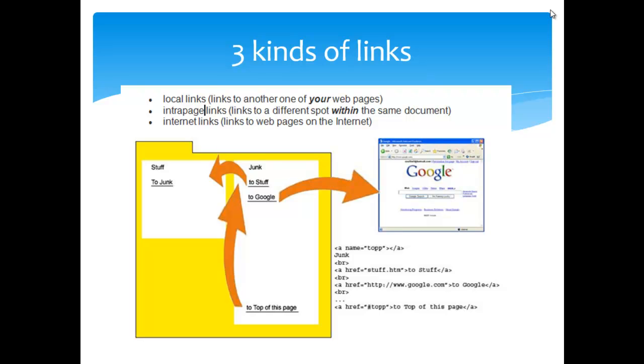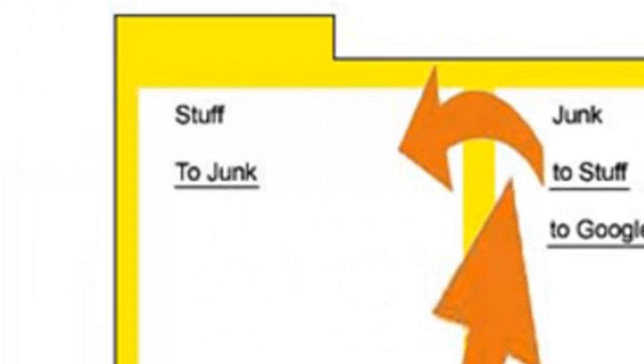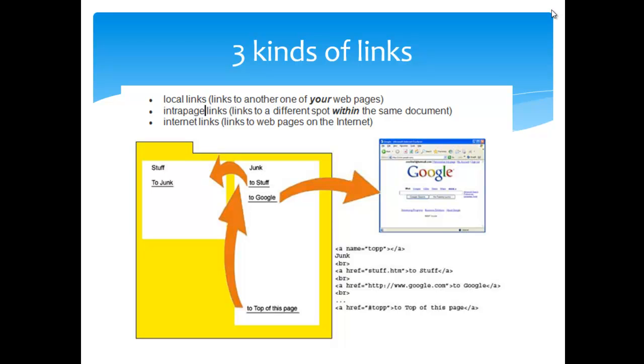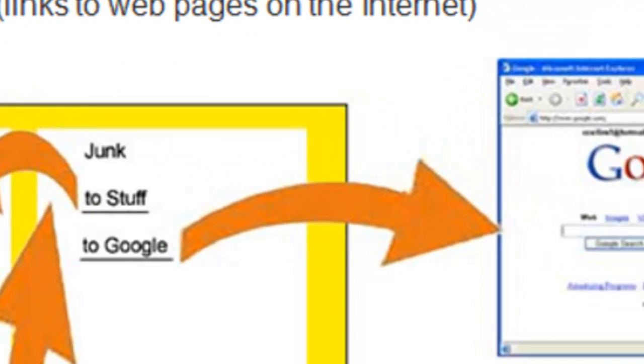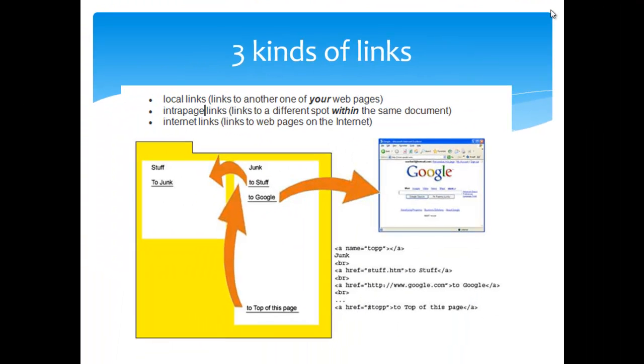Here's an illustration of the 3 kinds of links. A link from your main page, called junk in this case, to another page called stuff. That's a local link. A link from your page to Google would be an internet link. And then if our page does not fit within the screen, we could add a link, say from the top of the page to the bottom, or the bottom of the page to the top.